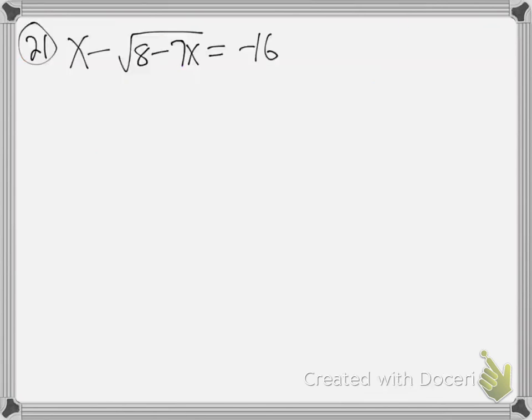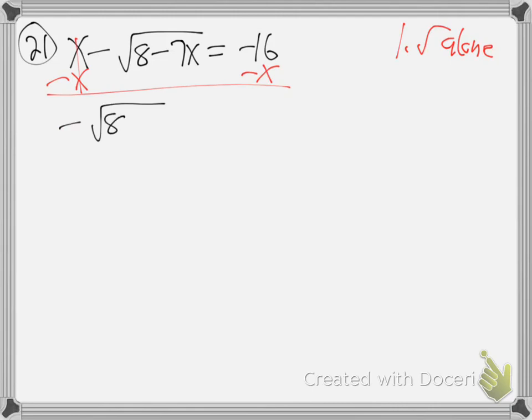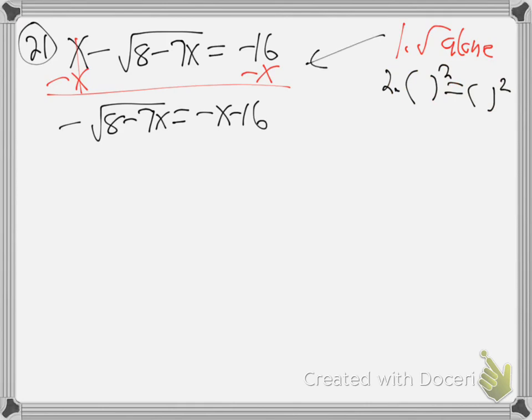Okay, so same thing. Step 1, root alone. So that means I got to subtract the x from both sides to get that root alone. So negative root of 8 minus 7x is minus x minus 16. And now 2 power both sides. So now I'm going to do that. Big old parenthesis, 2 power. So what's going to happen here? The 2 power is going to make the negative positive, and it's going to cancel out the root. Oops, 8.